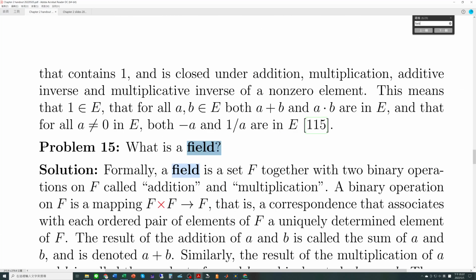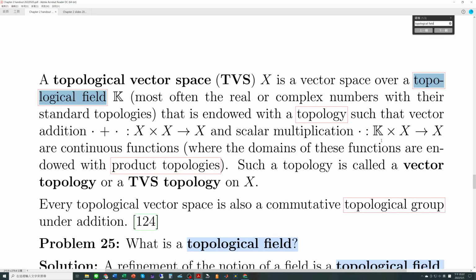Okay, we have introduced what is a field in the solution to problem 15. If you forget it, please review the solution to problem 15. Okay, let us go back to the topological field.